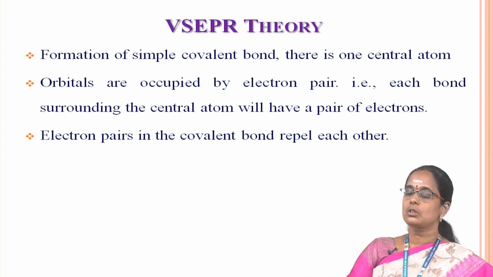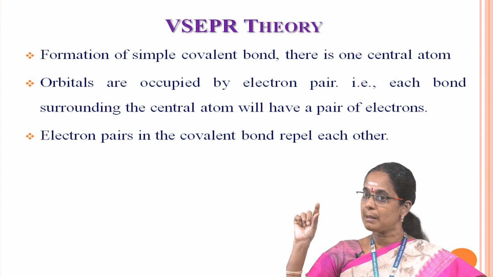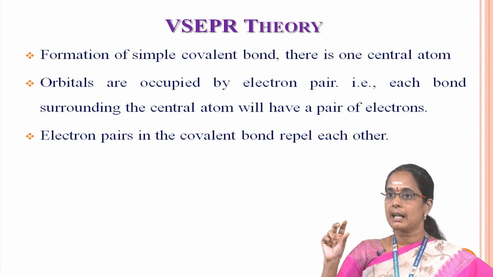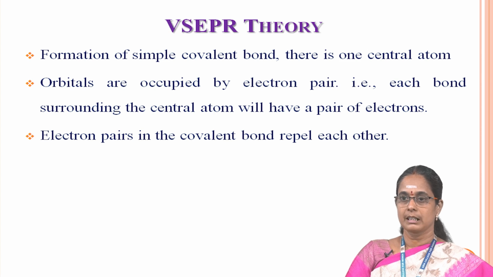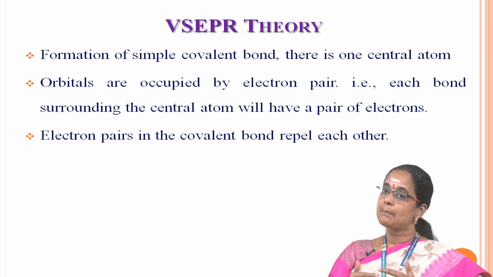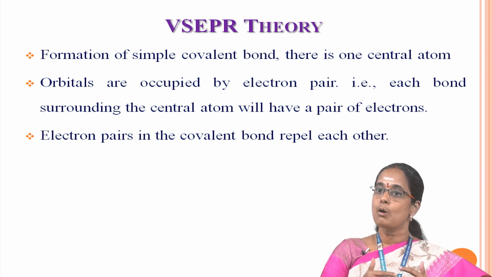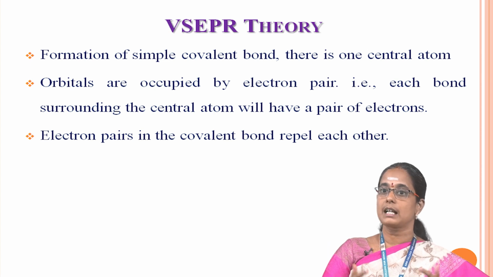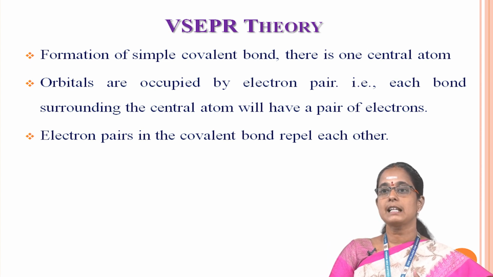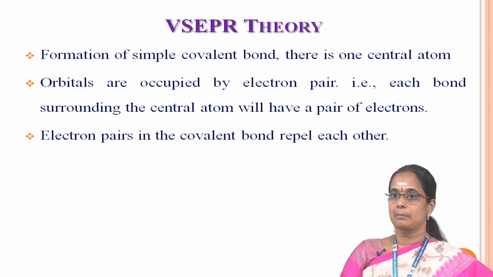In the second postulate, each bond surrounding the central atom will have a pair of electrons. That is mainly for the covalent bond. In the third one, the electron pairs in the covalent bonds repel each other. Because of this repulsion, the bonds tend to keep away from one another so that they experience minimum repulsion. This gives them a definite shape.